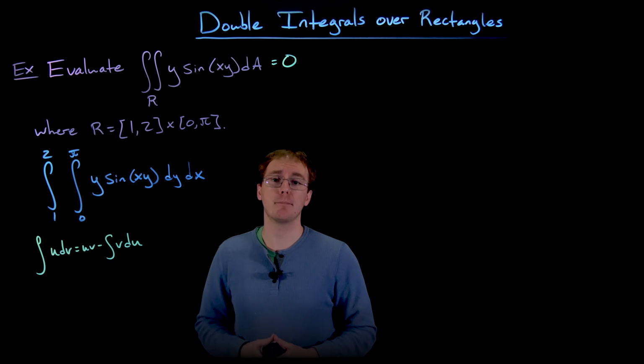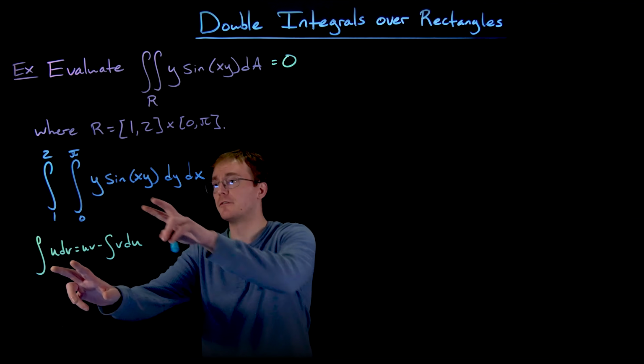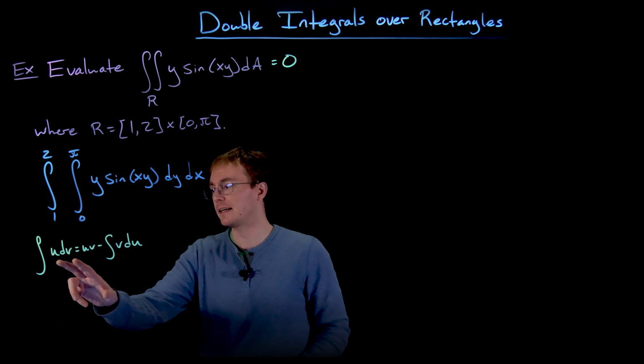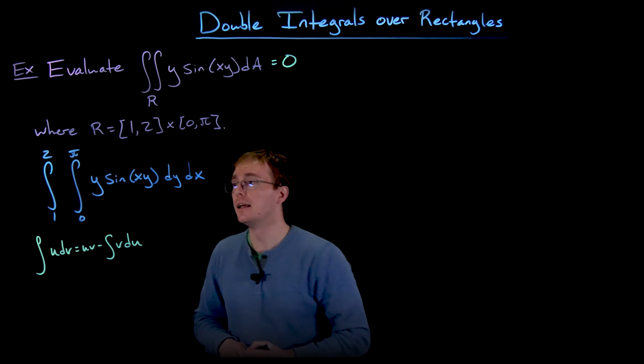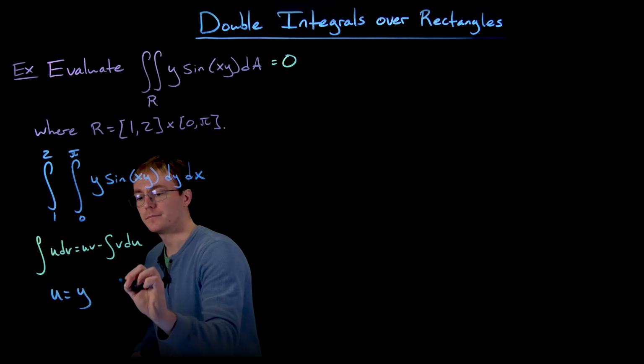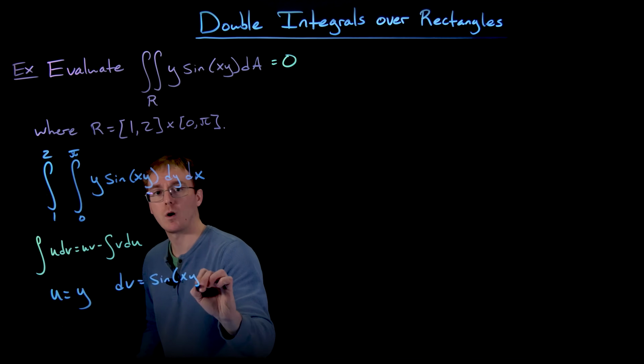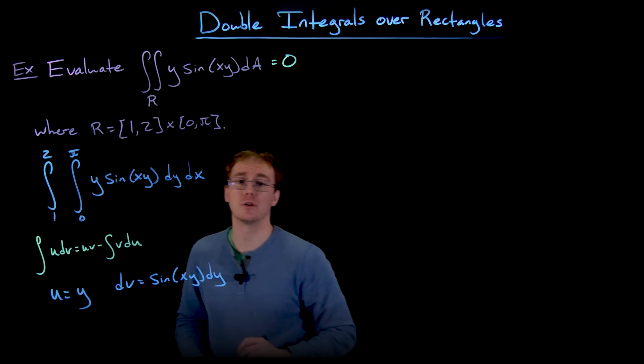So I'm just writing up our integration by parts formula as a reference. And remember, we have to view the function we're trying to integrate as u times dv. And so we're going to go ahead and let u be equal to y and dv be equal to sine of xy times the differential of y.